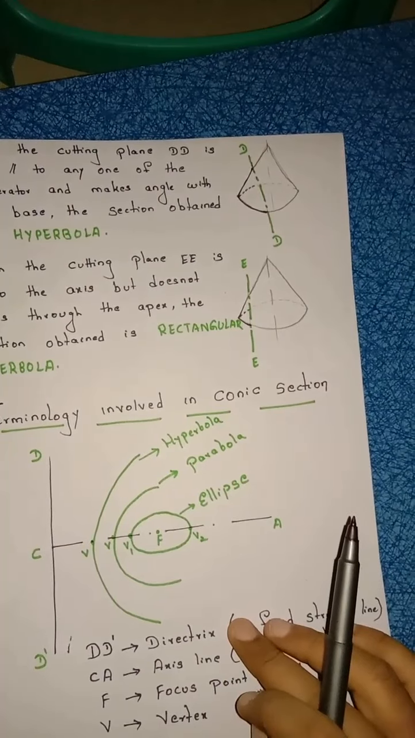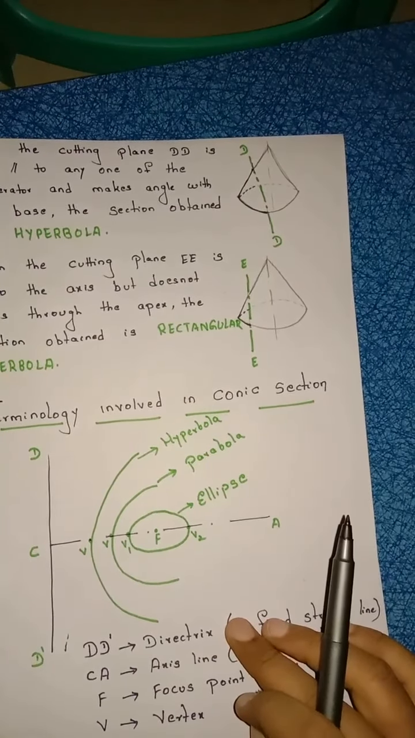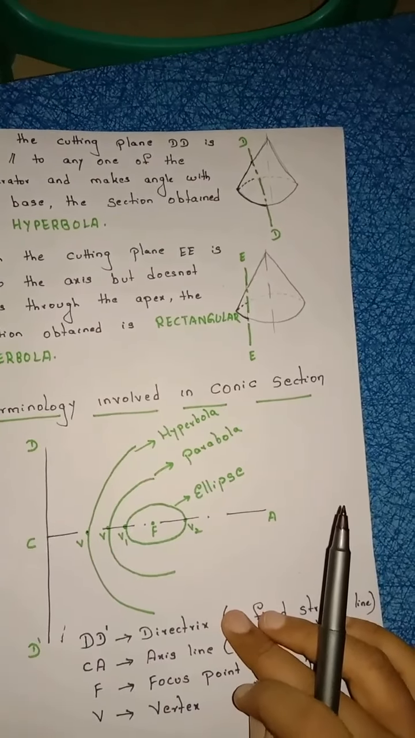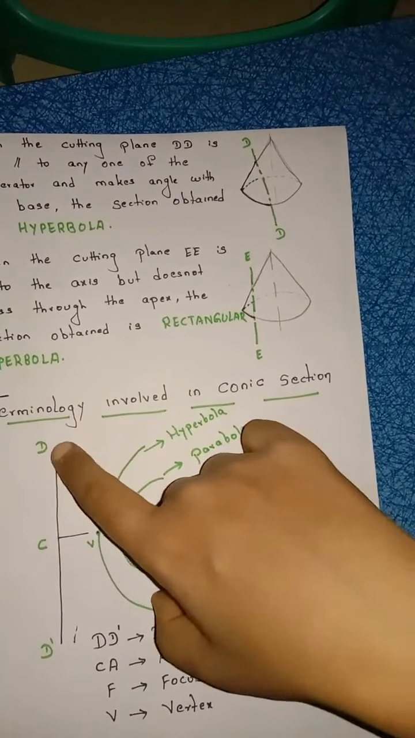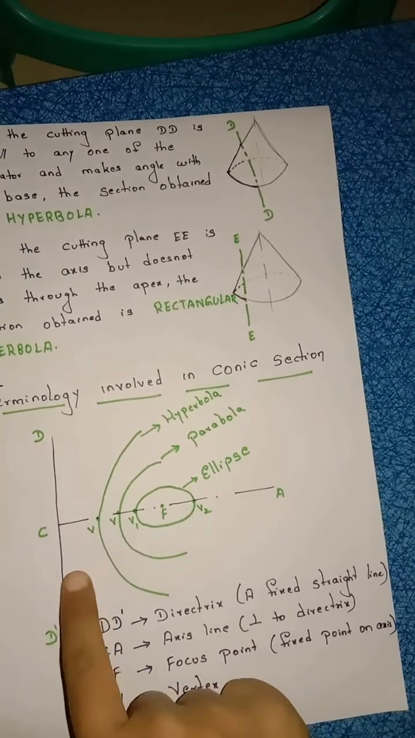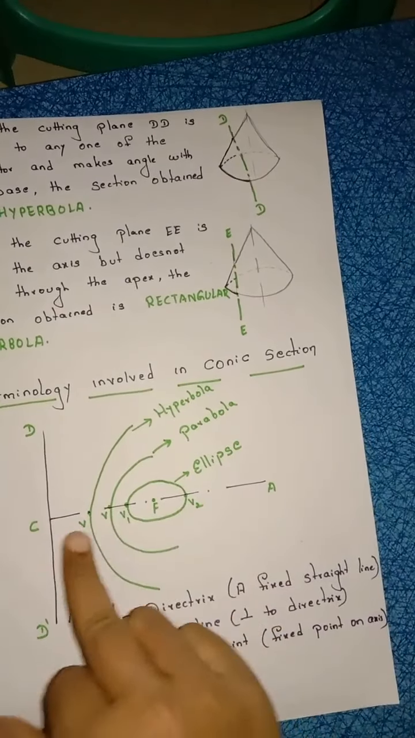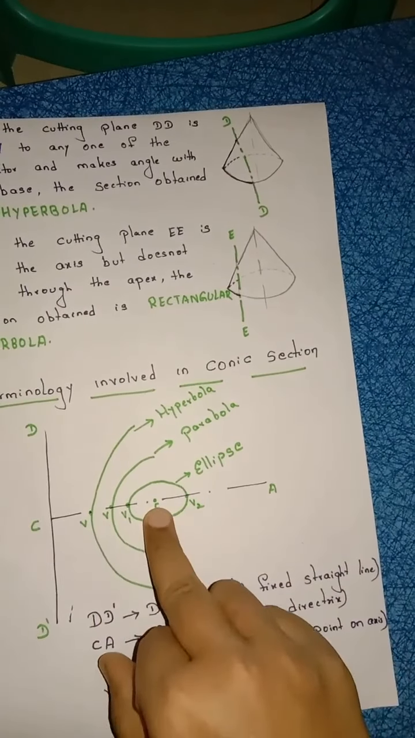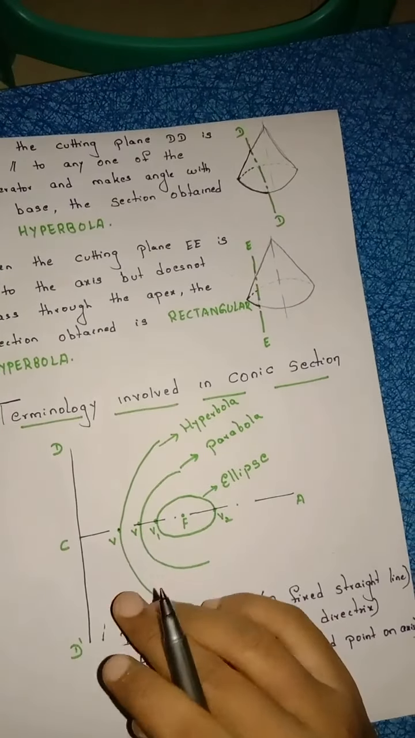So you have to remember these terminologies when you are constructing ellipse, parabola, hyperbola. When you are constructing them, definitely you are drawing a directrix line, definitely you are drawing an axis line. Directrix line, axis line, focus point, vertices, right? Just remember these terminologies.